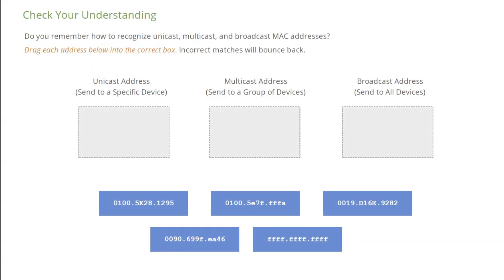Here's a chance to review some of the concepts you learned in this section. As we saw earlier, unicast addresses identify one specific device. Multicast addresses are associated with a group of devices, and the broadcast address goes to all devices. Do you remember how to recognize unicast, multicast, and broadcast MAC addresses? Drag each address below into the correct box. Incorrect matches will bounce back.